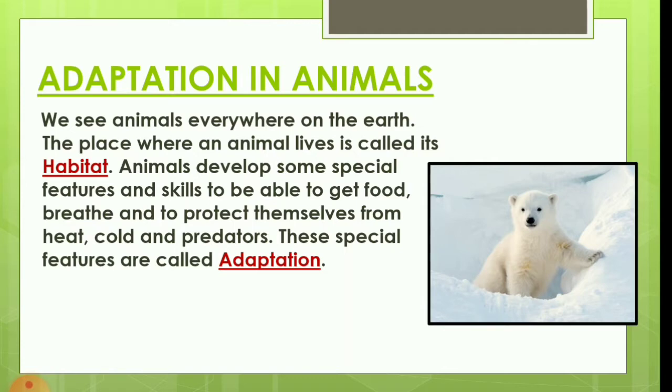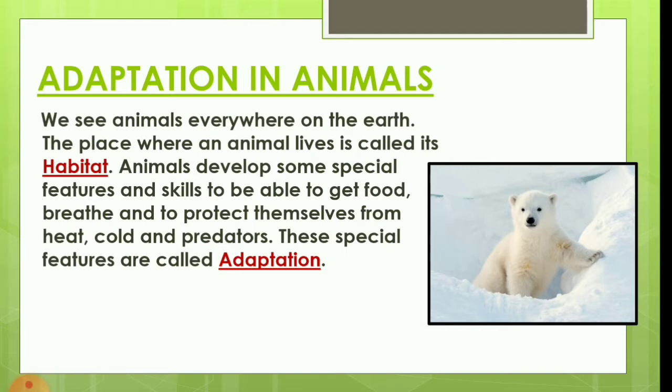Animals develop some special features and skills to be able to get food, breathe and to protect themselves from heat, cold and predators. Predators means enemies. These special features are called adaptation. Now these animals develop some special features in their body to survive the climatic condition, to protect themselves from enemies, for breathing, to get food. For all this they make some changes in their body. These changes, these special features are known as adaptation.